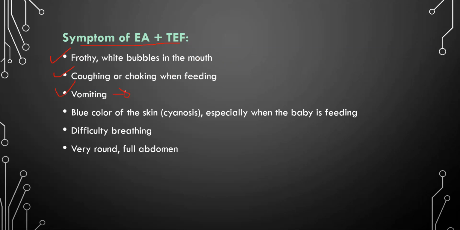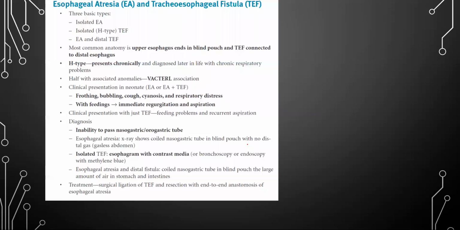Vomiting will usually be non-bilious, which means whitish color. That means only the breast milk is coming out, not greenish color. Very important, if it's a tracheoesophageal fistula, cyanosis will be there. So this is a very important physical examination. You have to ask the examiner, because if there is cyanosis, we have to think about tracheoesophageal fistula. Difficulty breathing can be there, and the tummy will be full, rounded and distended. Okay, so these are the main symptoms of esophageal atresia plus tracheoesophageal fistula.